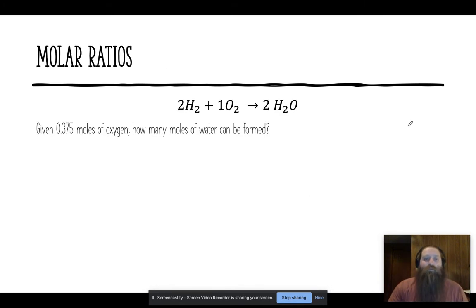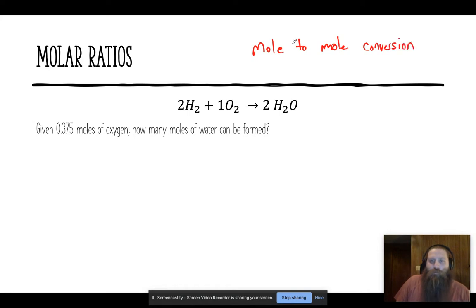So let's look at a stoich problem. Given that there are 0.375 moles of oxygen, how many moles of water can be formed? This is a mole to mole conversion. So we're going to write that down. Mole to mole conversion, as in moles of A to moles of X. Two different moles. It takes one bracket to do a mole to mole conversion. Always one bracket.